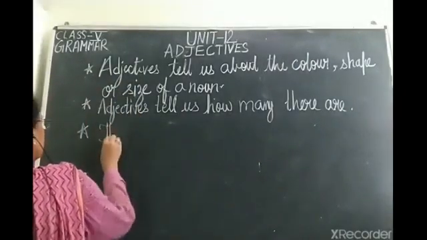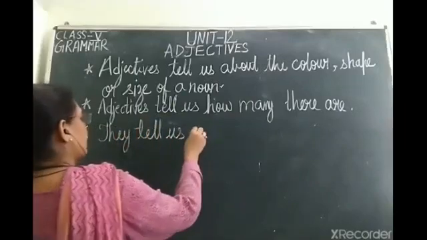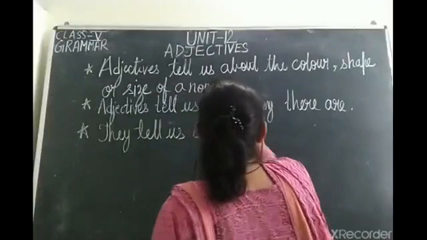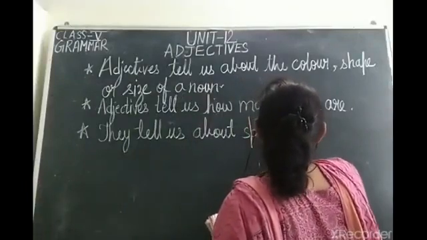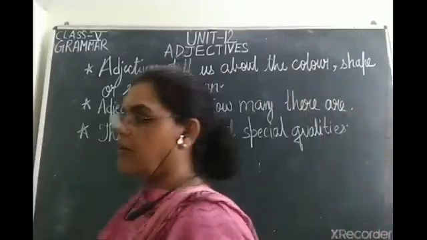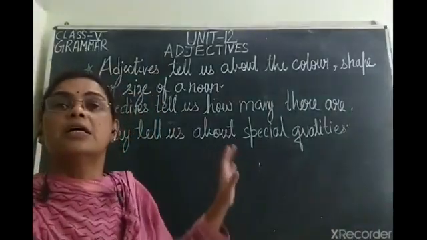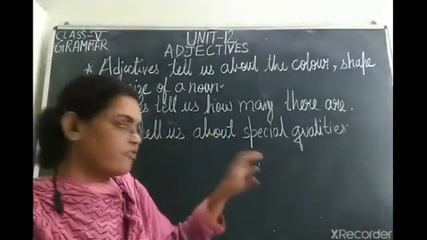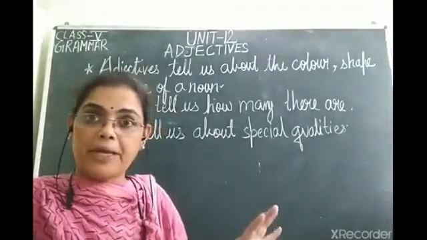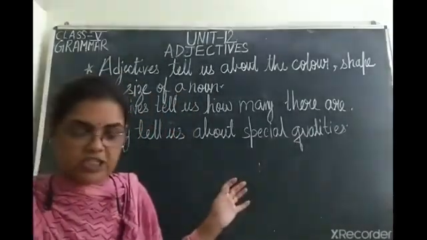Then they tell us about special qualities. Beta, what do you mean by special qualities? For example, the baby has soft skin. Now, this is the quality of the skin of the baby. Special quality. The baby has got soft skin. So this is the special quality of the baby, how is the baby's skin, beta? Soft. So soft is what? Adjective.